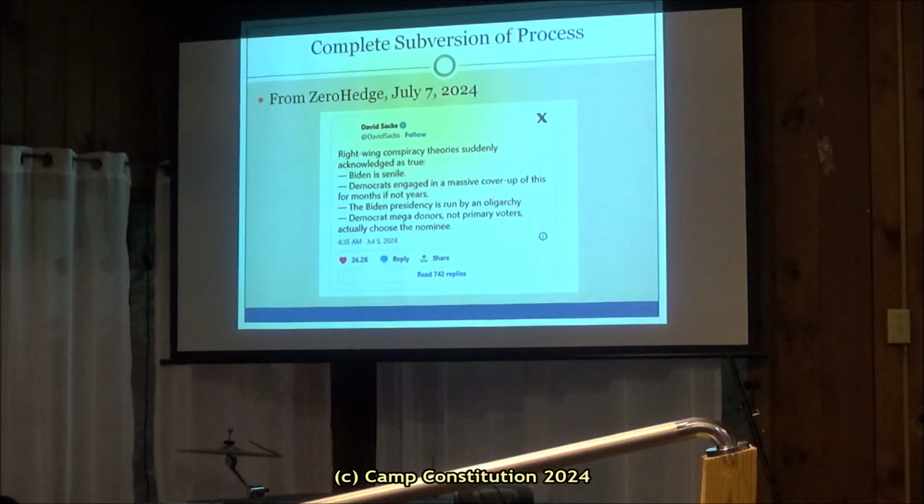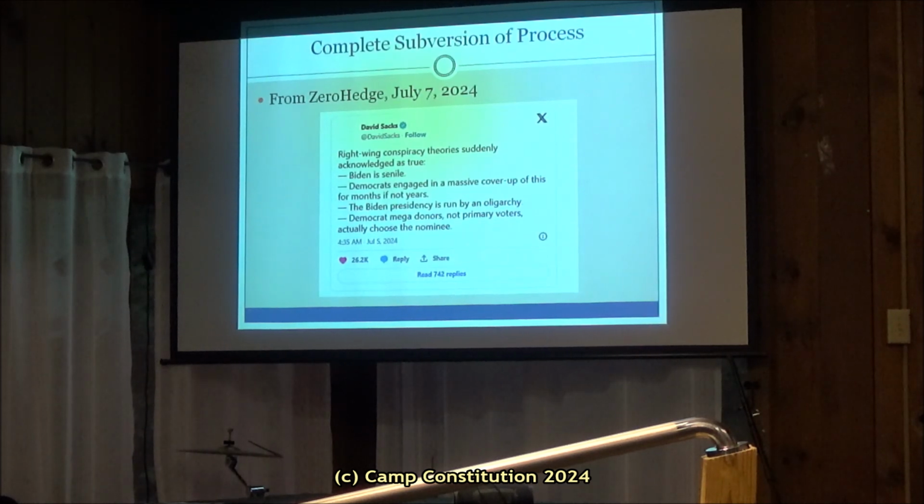And this I just got from Zero Hedge that quoted, it's not a tweet, is it an X? What do they call it? They still call them tweets? Okay. Right-wing conspiracy theories suddenly acknowledged as true. Biden is senile. Democrats engaged in a massive cover-up for months, if not years. The Biden presidency is run by an oligarchy, and Democrat mega-donors, not primary voters, actually choose the nominee.